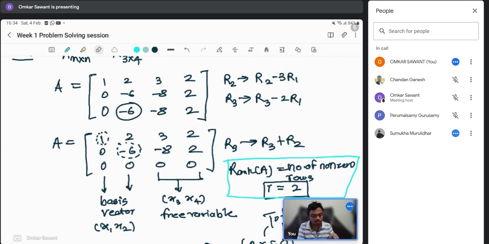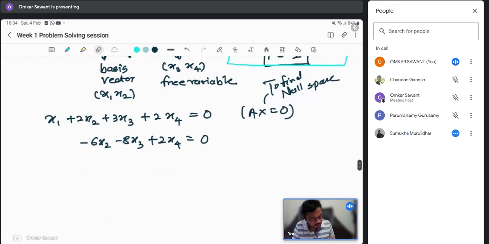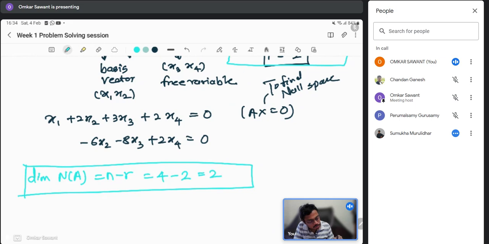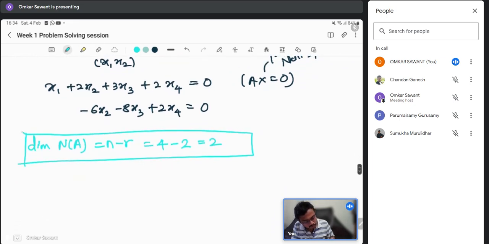Yes, sir. Okay, so we can find the dimension based on the formula. Dimension of null space of A is n minus r. What is n here? 4. What is r here? 2. r is rank, right? So dimension will be 2. So there will be two vectors in the null space of A, right? So we will find out. This is just what we are guessing. Now we will again come to this equation.